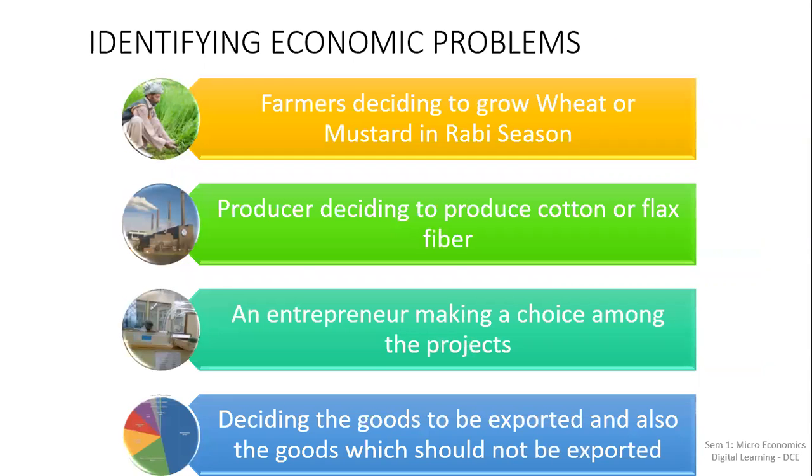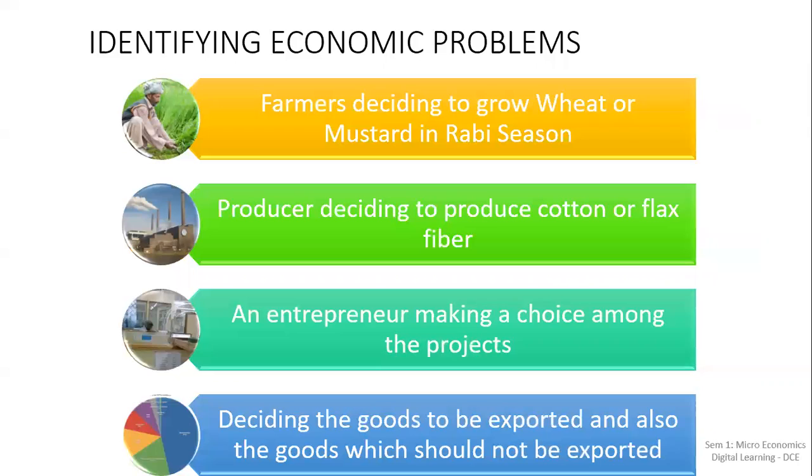Now, suppose a farmer is deciding to grow either wheat or mustard during the rabi season. This is an economic problem because he has a limited resource, his land, and he has to decide whether he is going to grow wheat or mustard in the same land. Similarly, a producer deciding to produce cotton or flax fiber in his factory.